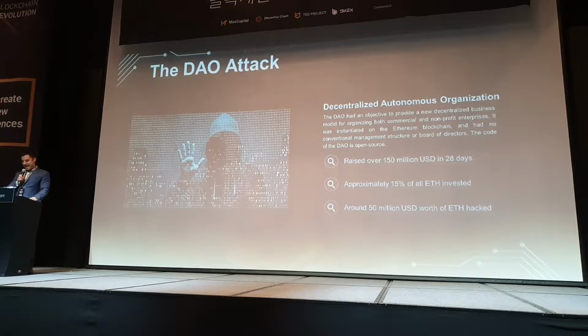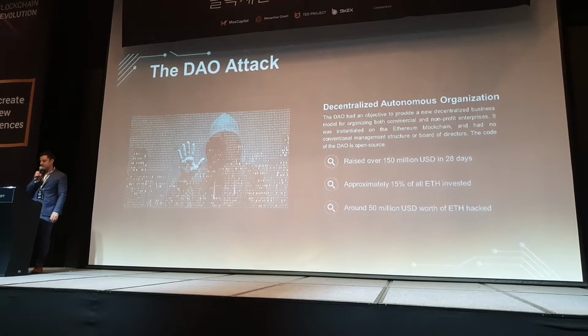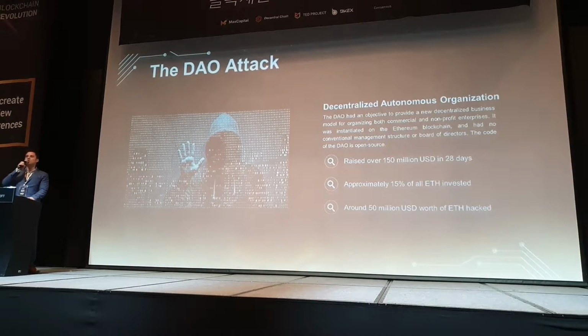So, a vote occurred in July 2016, and it was decided by the Ethereum community to implement a hard fork in the Ethereum code and move the Ether taken in the exploit to a new smart contract through which it would be restored to its original owners.